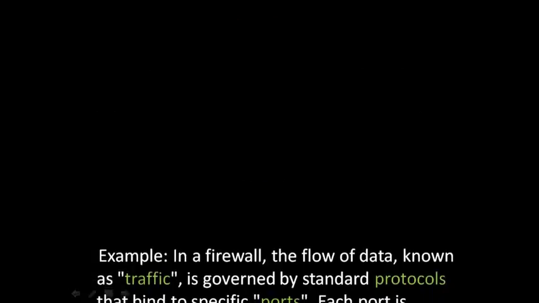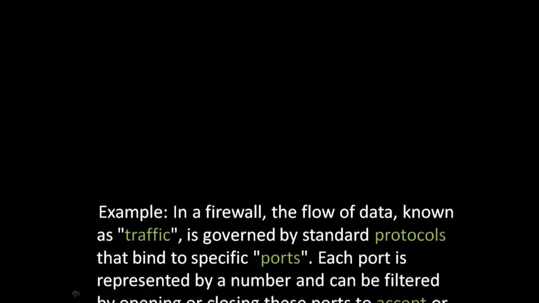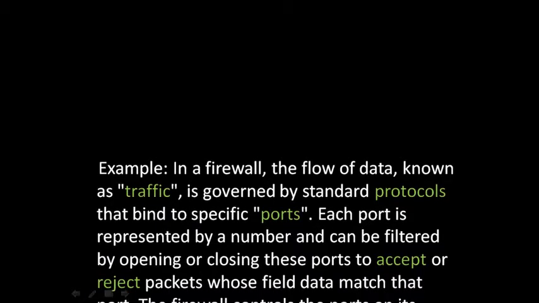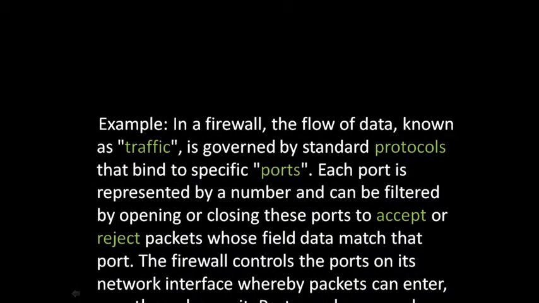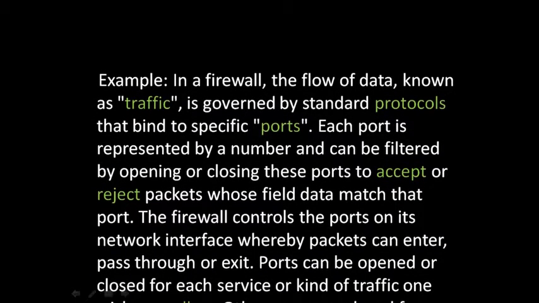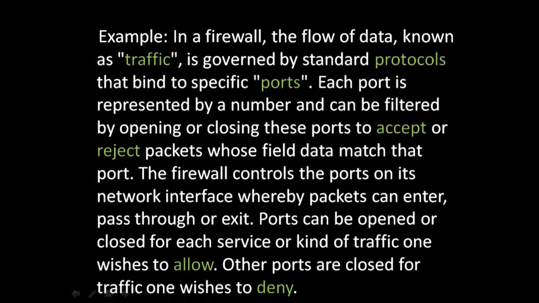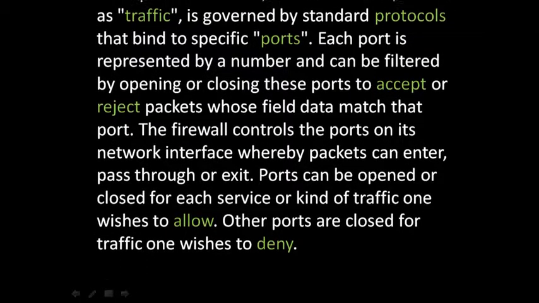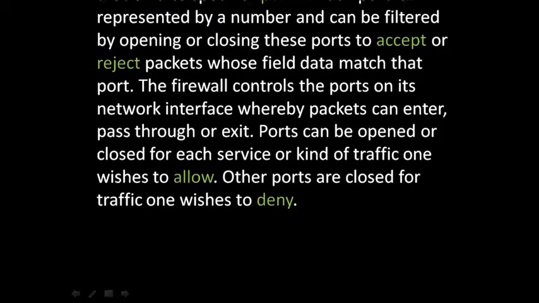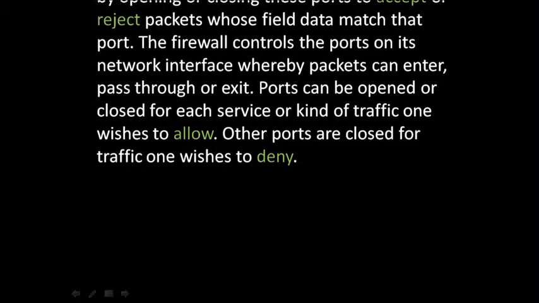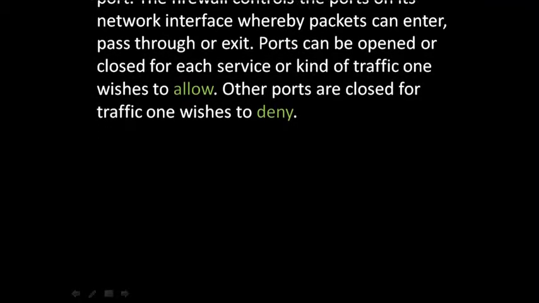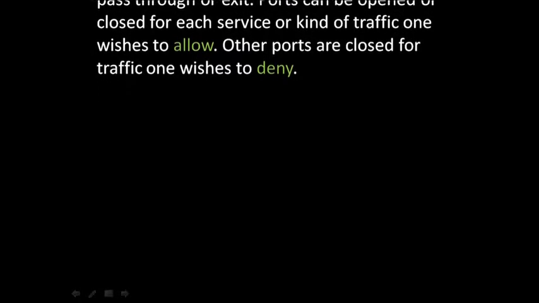Let's look at another example. In a firewall, the flow of data known as traffic is governed by standard protocols that bind to specific ports. Each port is represented by a number and can be filtered by opening or closing these ports to accept or reject packets whose field data match that port. The firewall controls the ports on its network interface whereby packets can enter, pass through, or exit. Ports can be opened or closed for each service or kind of traffic one wishes to allow. Other ports are closed for traffic one wishes to deny.